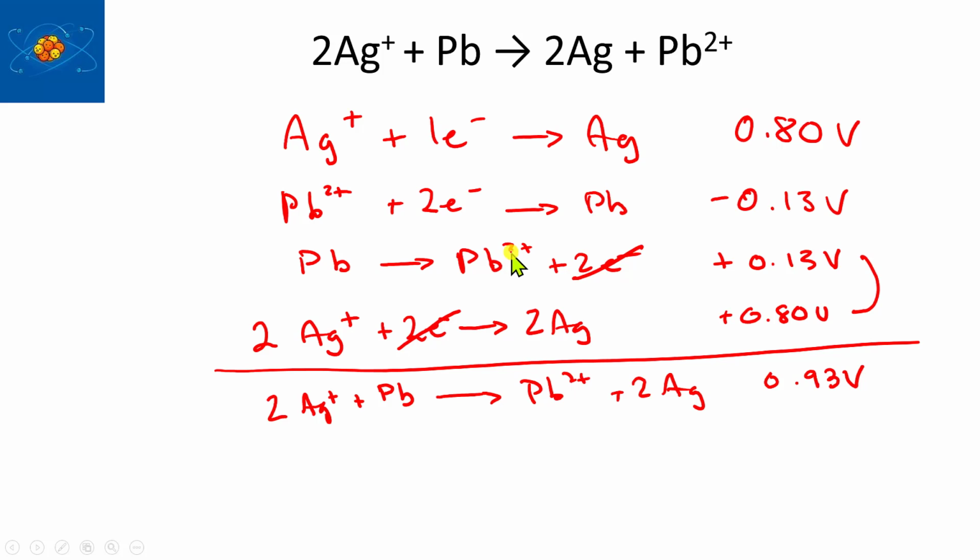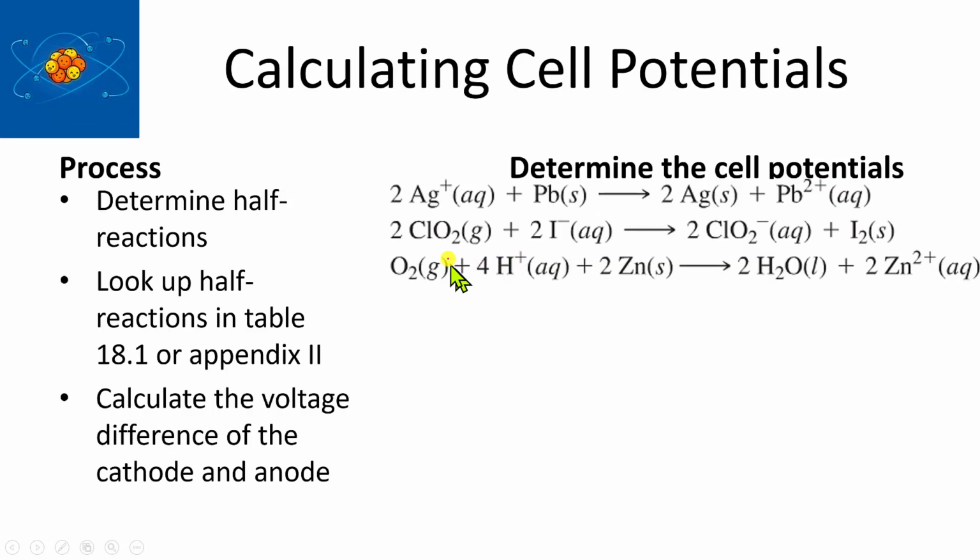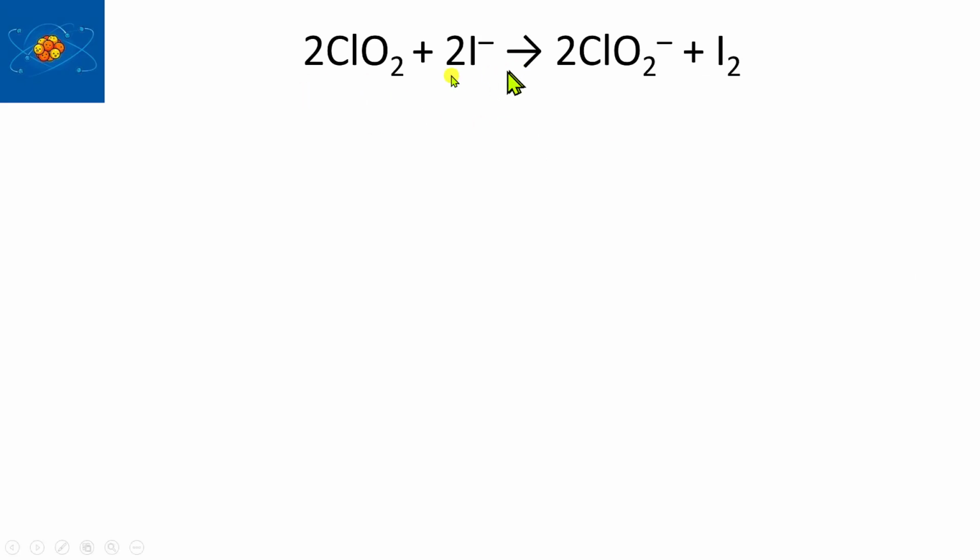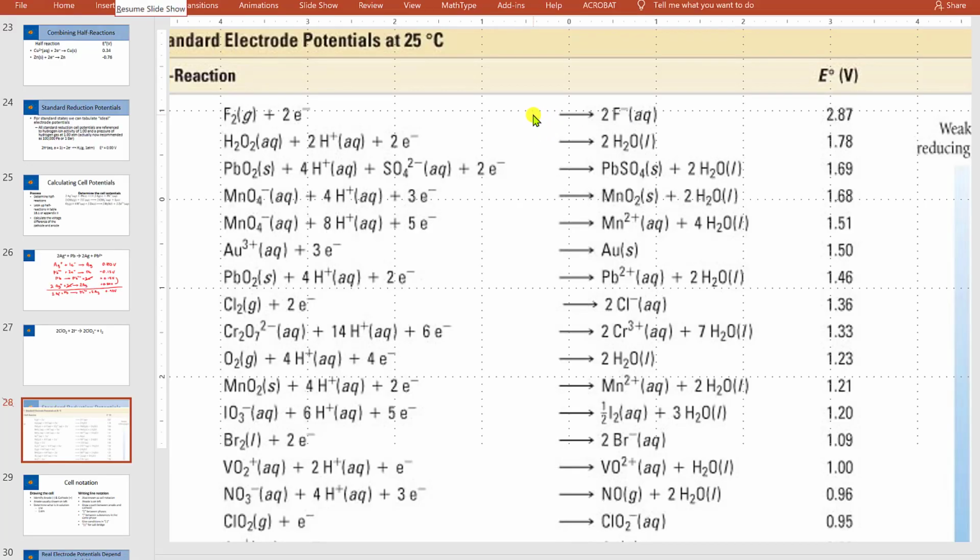All right, so let's do the next one. The next one might be a little harder to find, but this is ClO2, so chlorine dioxide reacting with iodide to form chlorite ion and I2 solid. So let's go ahead and write that one down and look up the cell potentials. Okay, so this is our reaction, and so we're going to be looking for ClO2 and ClO2 minus, and then we're going to look at 2I minus and I2. Okay, so this is what we'll be looking for.